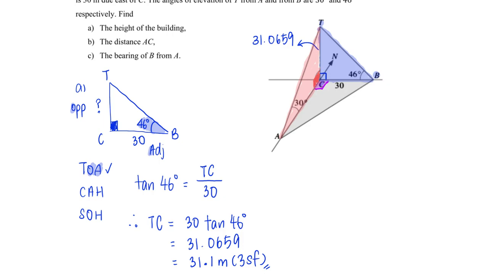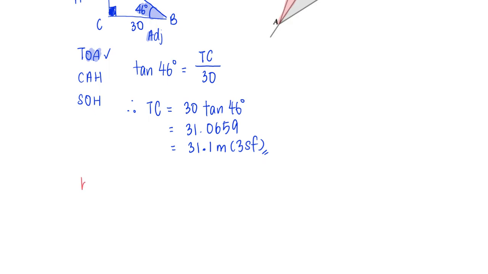Right, so for part B, I'm going to write it out here. You will then see Mr. Tan sketching this TAC out as well. We already know TC previously, 31.0659. We need to find my AC. We have the 30 degrees here. So with respect to this 30 degrees, I will have my opposite side and my adjacent side.